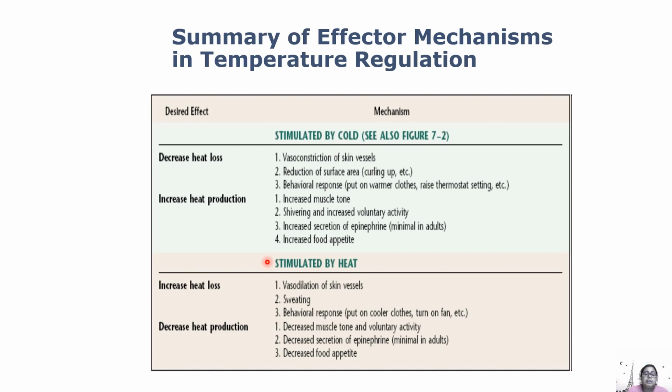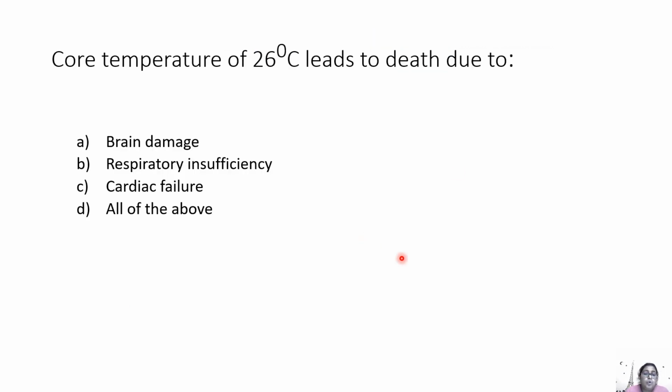So this is a summary of effective mechanisms in temperature regulation. Decrease heat loss and increase heat production are stimulated by the cold. Increased heat loss and decreased heat production are stimulated by heat. Okay. So a core temperature of 26 degrees Celsius can lead to even death due to brain damage, respiratory insufficiency, cardiac failure, all of the above. Your core temperature should always be around 37 degrees Celsius.